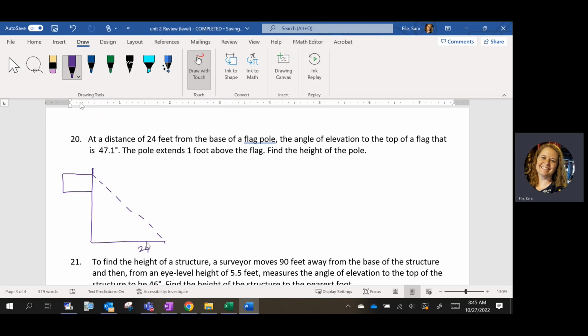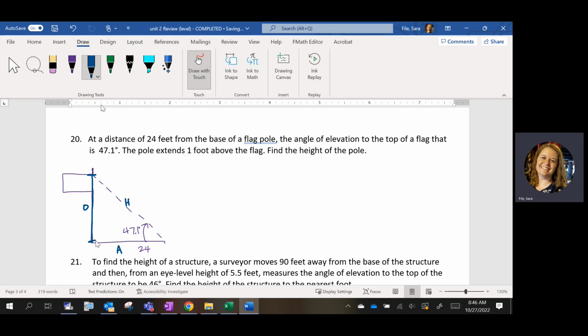Okay, so angle of elevation is from the horizontal up. And it says that's 47.1 degrees. Okay, and this length is 24. This is to the top of the flag. So this would be the opposite side. This is the adjacent side. This is the hypotenuse from this angle that's given. They're asking for the height of the pole. So we want to find the opposite side. Now, when we do that, that's only to here.